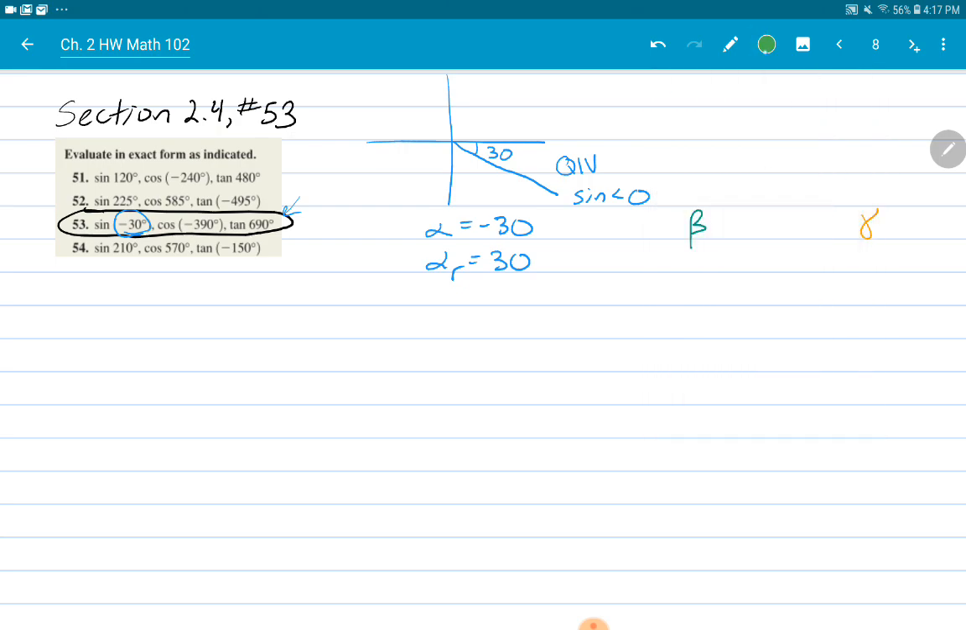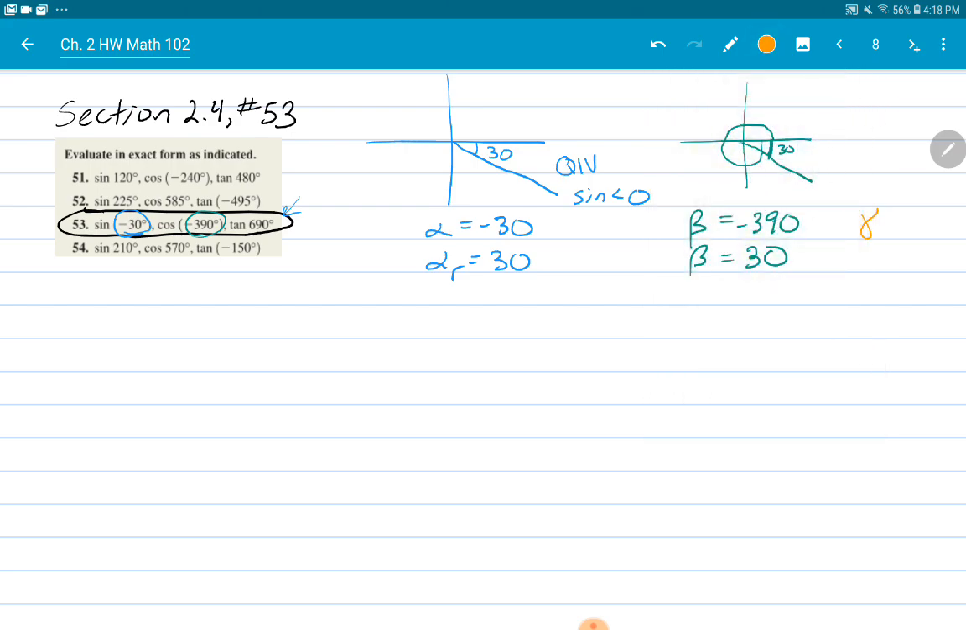Okay, now let's go on to beta. So beta is negative 390. That is going in the negative direction, a full 360 plus another 30. That's actually going to be coterminal with that first negative 30. So that reference angle is still 30 degrees. And beta is negative 390, but the reference angle is the closest distance to the x-axis. So in quadrant 4, we always do a multiple of 360. So that gives us a reference angle of 30.